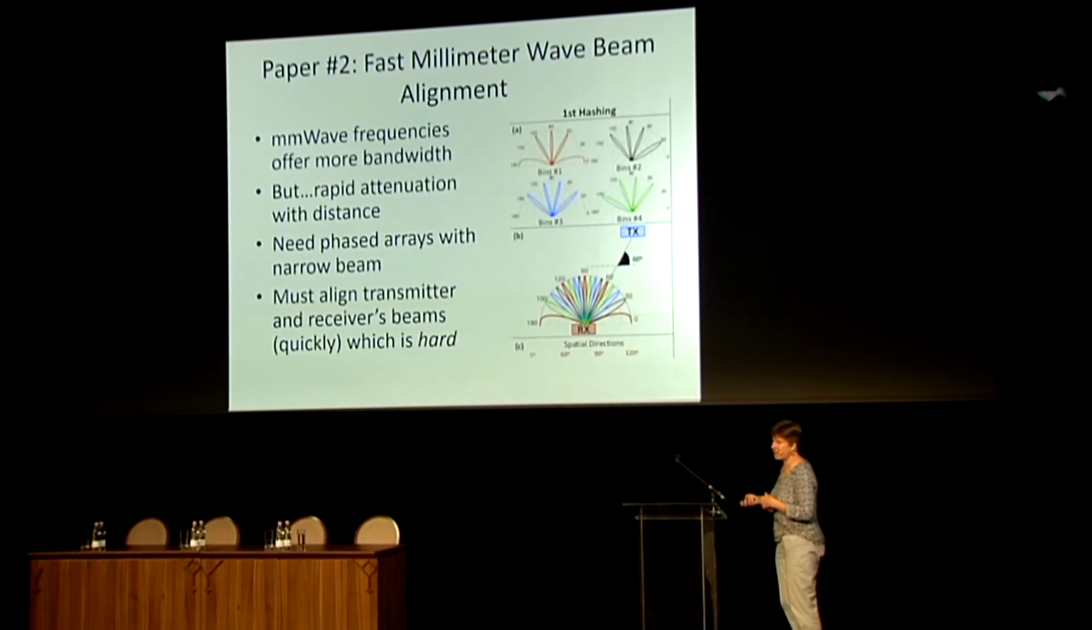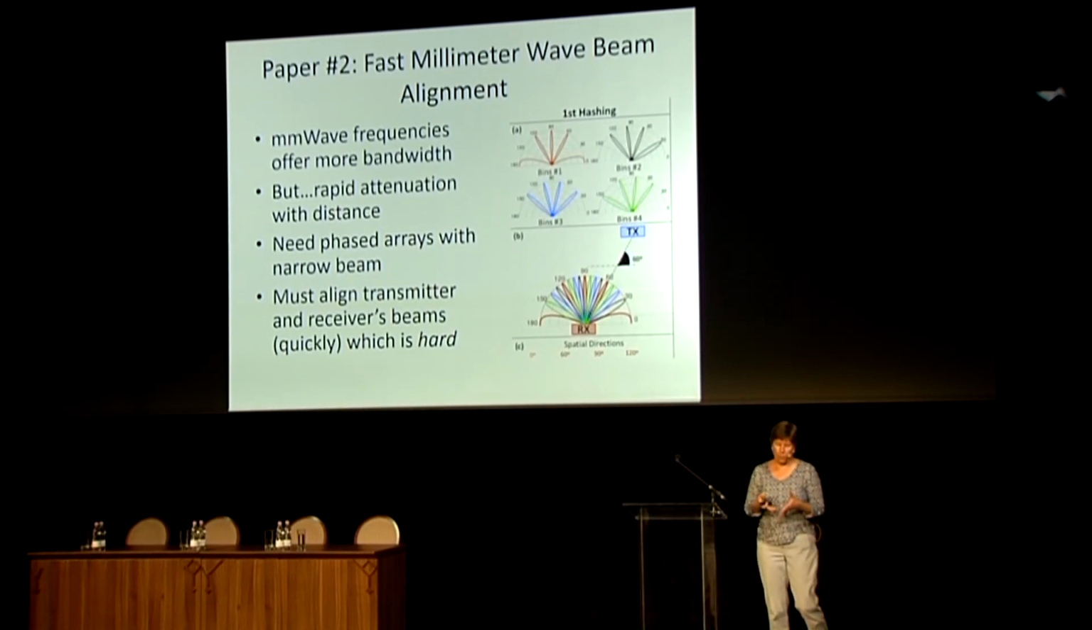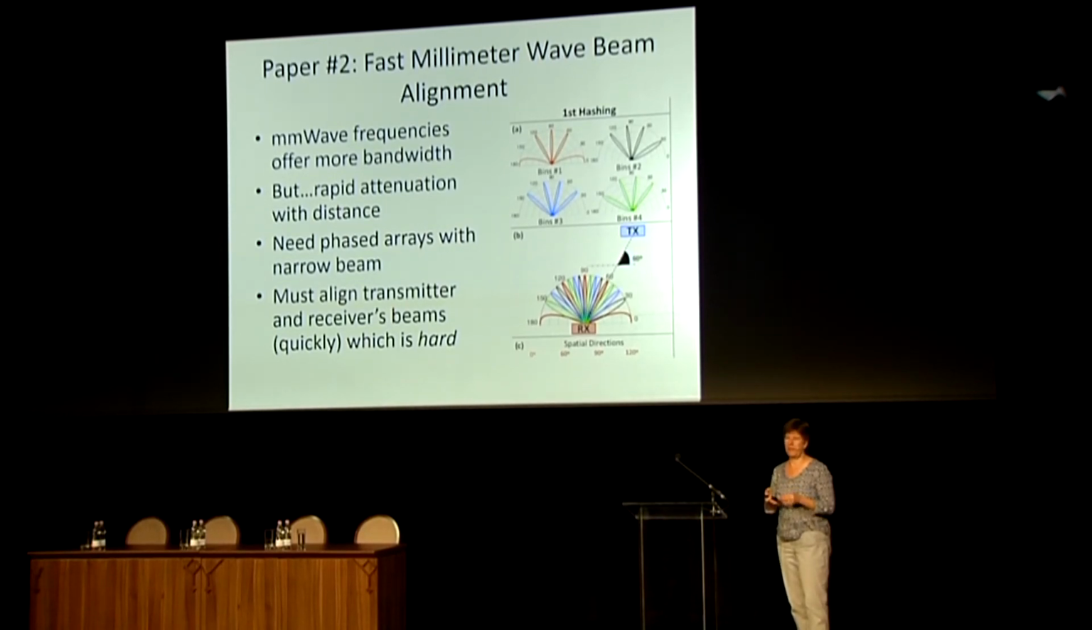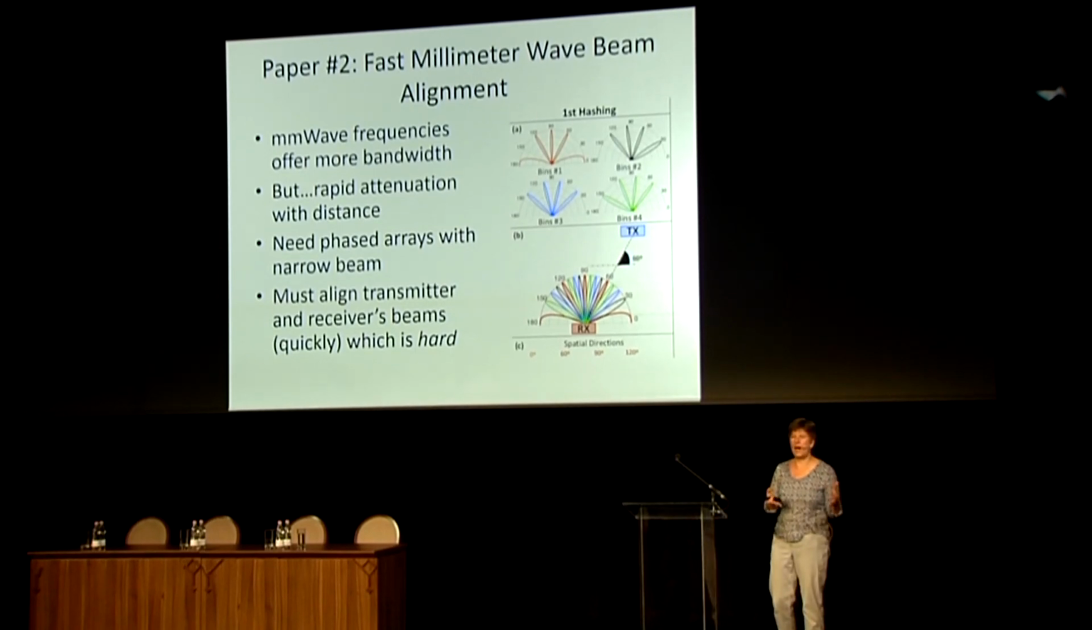So the second paper, the order of the papers that I'm going to go in is not the same as the order in the program. Second paper has to do with doing this wave beam alignment when you are in the millimeter wave portion of the frequency spectrum. The reason why you would want to be in the millimeter wave portion is that it gives an option for bandwidth usage that previously wireless has largely not tapped into. So it's a new portion of the space.